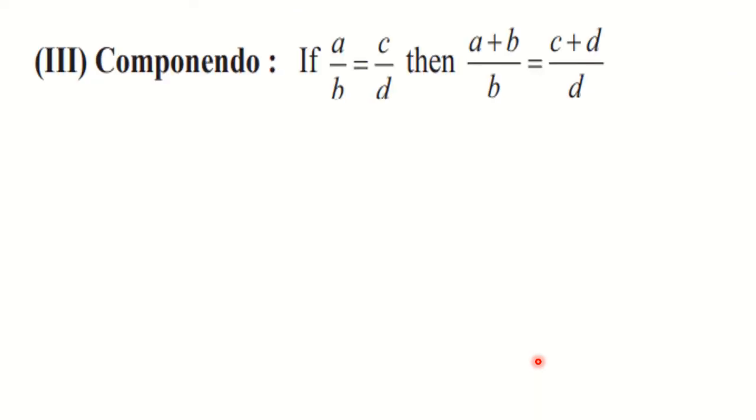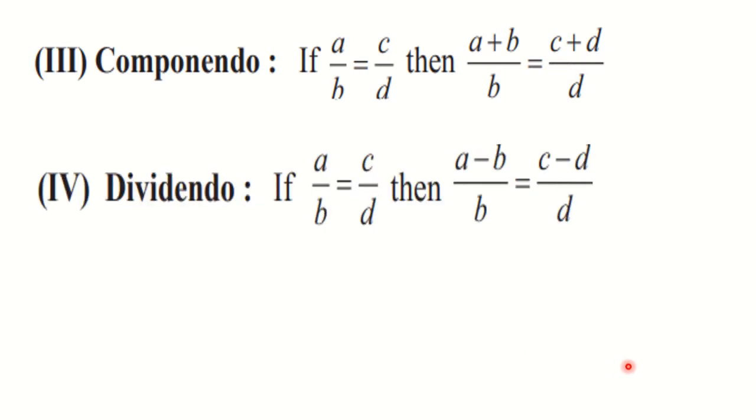Then next is componendo. Componendo means to add denominator to the numerator. In the numerator, you don't have to change the denominator here. Denominator remains as it is. Next is dividendo. Subtracting denominator from the numerator in the numerator here.